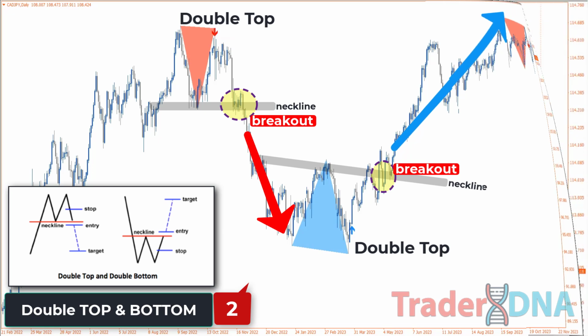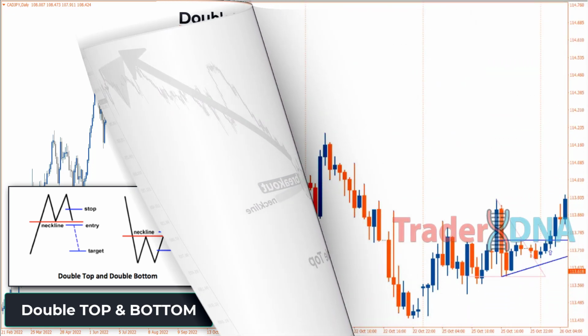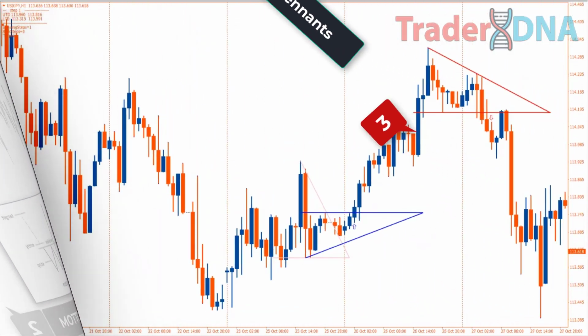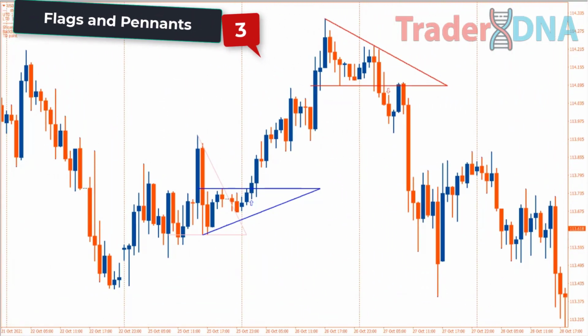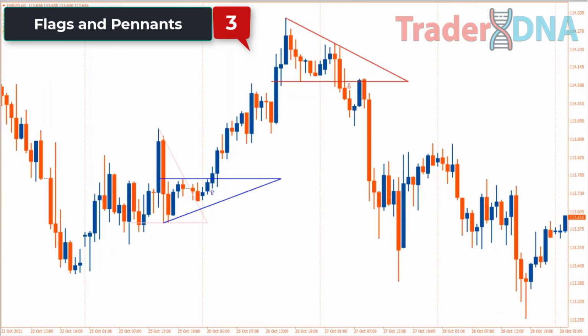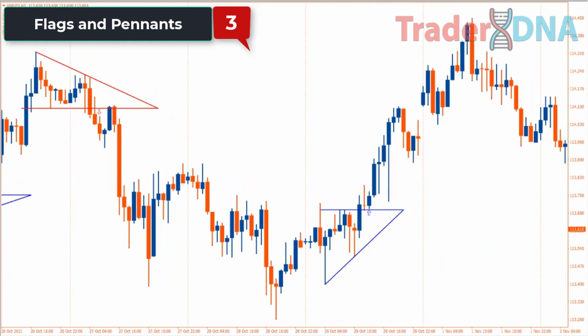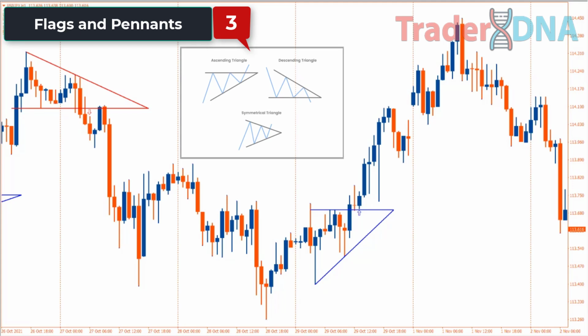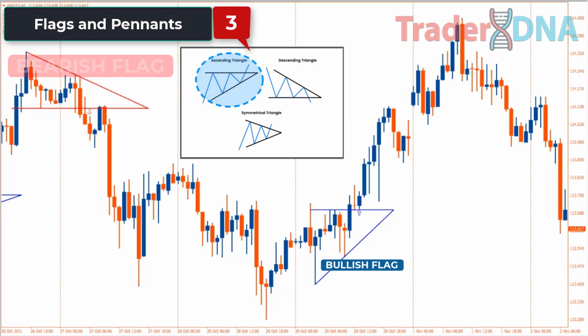Third, flags and pennants. These are continuation patterns that often occur after a strong price movement, impulse. Flags and pennants are characterized by a consolidation period where the price moves sideways in a narrow range after the initial impulse. Bullish flag. A flag pattern forms as a rectangle-shaped consolidation period following an uptrend. It typically slopes down slightly against the prevailing trend. Bearish flag. Similarly, a bearish flag forms after a downtrend and slopes up slightly against the prevailing trend.